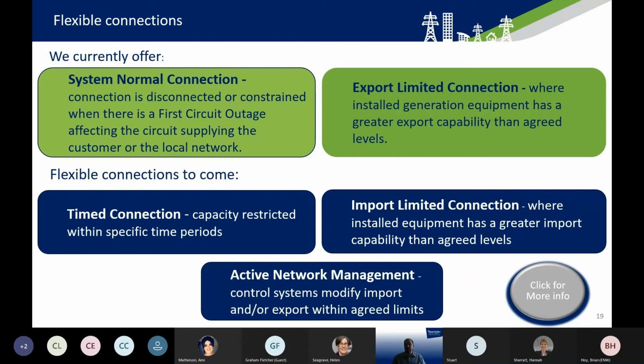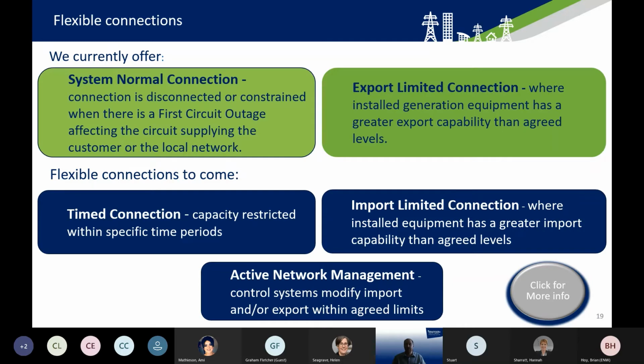So these are sites where we'll agree that they won't export their full generation capacity that they have installed on site, and they can use an export limiting device to carry that out. The future of flexible connections, which we're currently looking to trial, are timed connections. So this would be your capacity is restricted during certain periods of time or dates. We're also looking at import limited connections, which are very similar to export limited, but they're very useful for sites which may have things like electric vehicle smart charging.